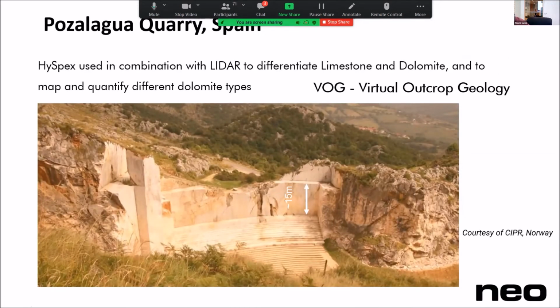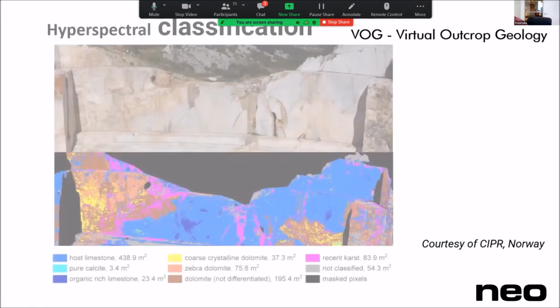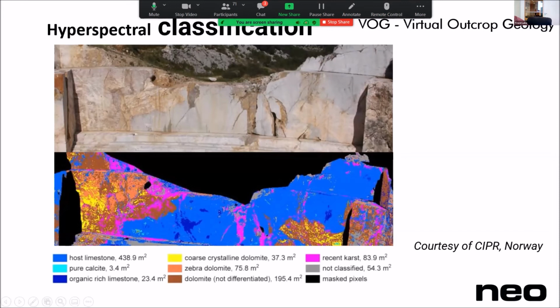This is from Siper in Norway. I think they are part of NORCE now. This is combining hyperspectral and LiDAR, trying to differentiate between limestone and dolomite. And here they have overlaid the classified hyperspectral image on the LiDAR data.